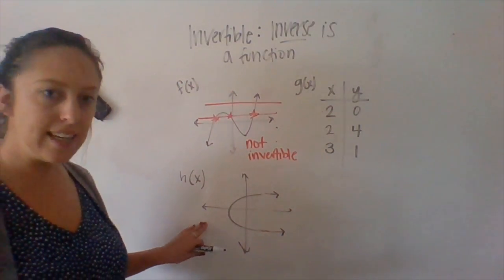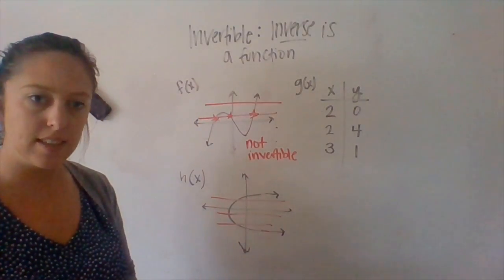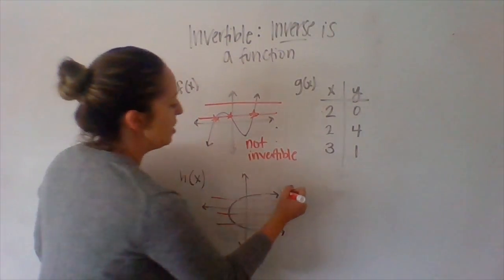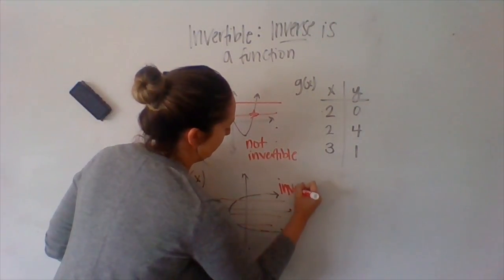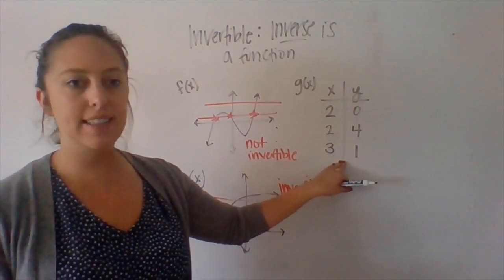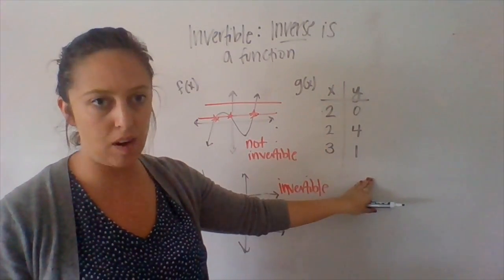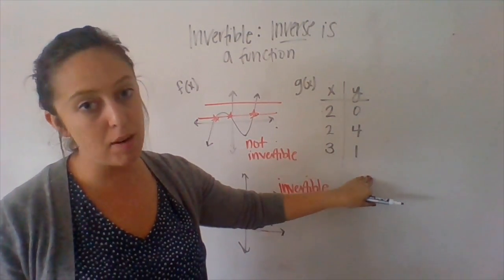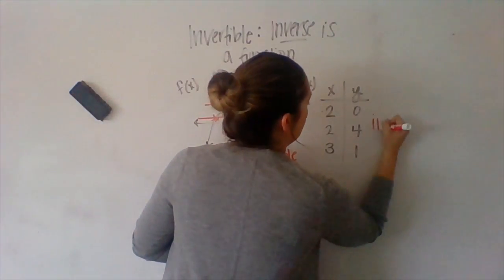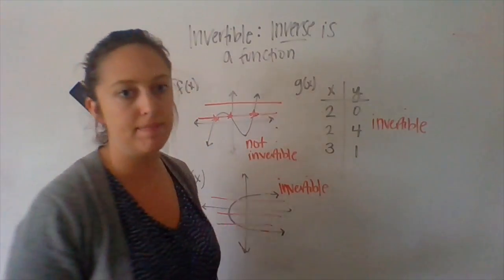Okay. This one, going through, every single time it only hits once. So it passes the horizontal line test. So this one would be invertible. And this one, instead of looking at my x's for repetition, I'm going to look at my y's for repetition. These are not repeating, so this one would be invertible as well because my y's don't repeat, my outputs don't repeat.